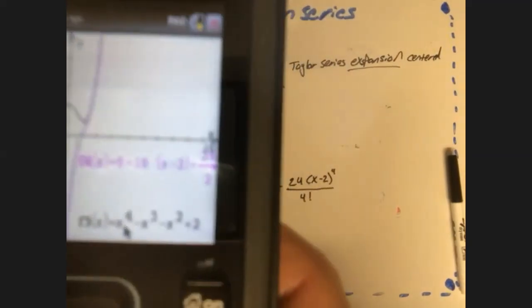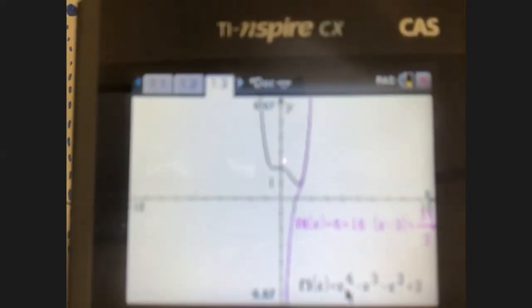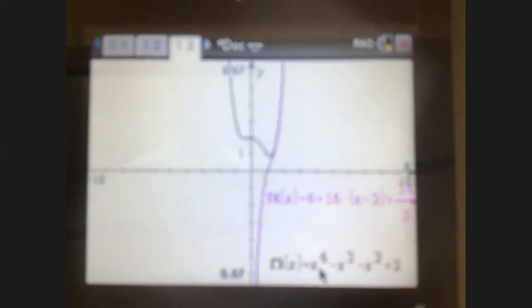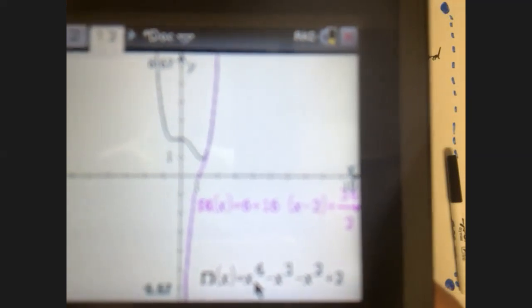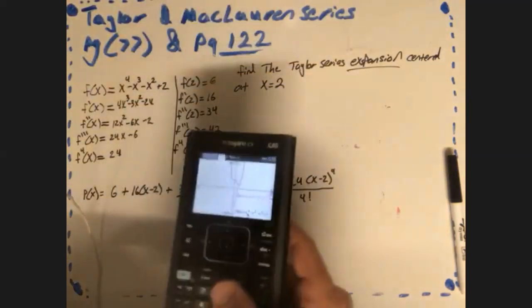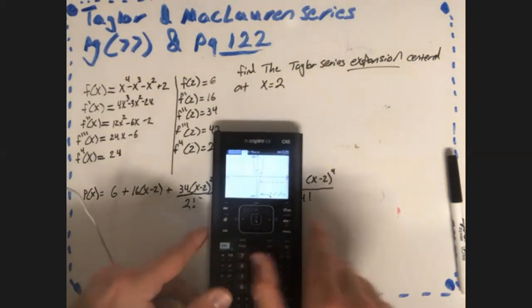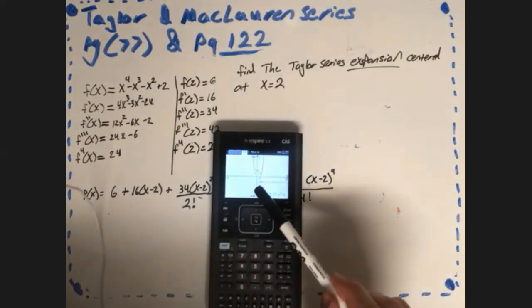All right, so check this out. I'm going to show this screen to the best of my ability. If you look, the black function that is kind of like a W is the function x to the 4th minus x cubed minus x squared plus 2. Now the purple function, that's our Taylor polynomial. Now, you might be thinking, wait a minute, it's not even the same thing. It's way down here.